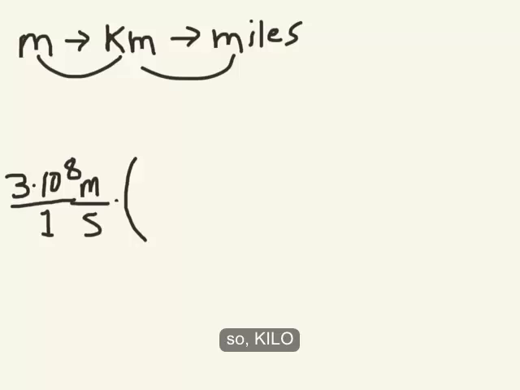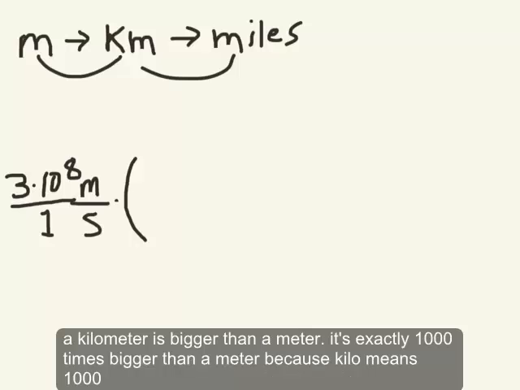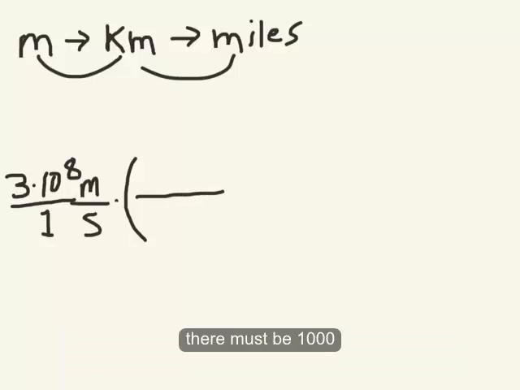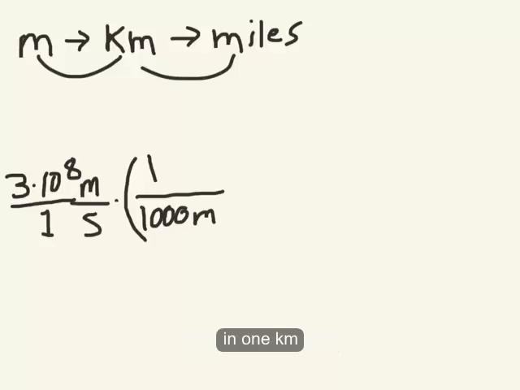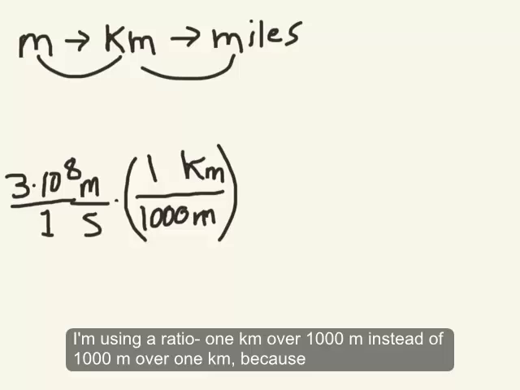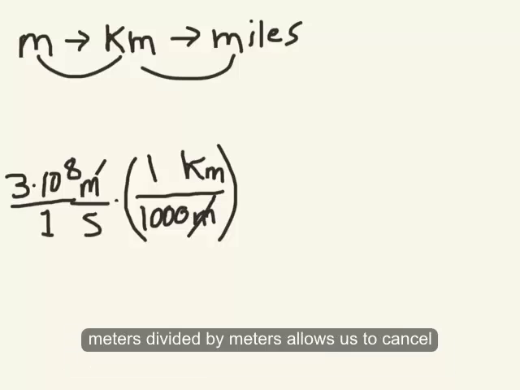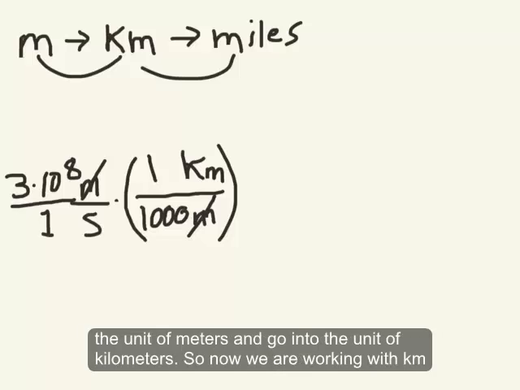So a kilometer is bigger than a meter. It's exactly 1,000 times bigger than a meter because kilo means 1,000. So there must be 1,000 meters in 1 kilometer. And I'm using the ratio 1 kilometer over 1,000 meters instead of 1,000 meters over 1 kilometer because meters divided by meters allows us to cancel the unit of meters and go into the unit of kilometers. So now we're working with kilometers.